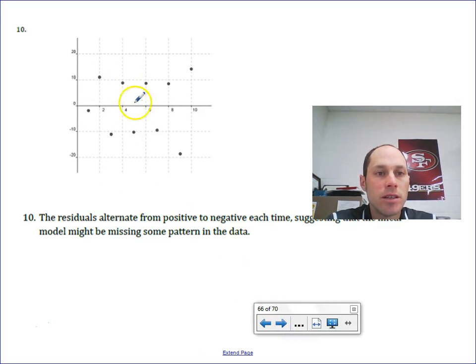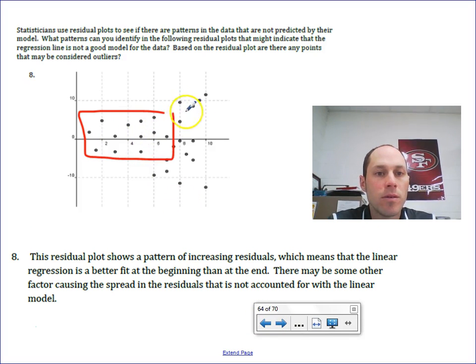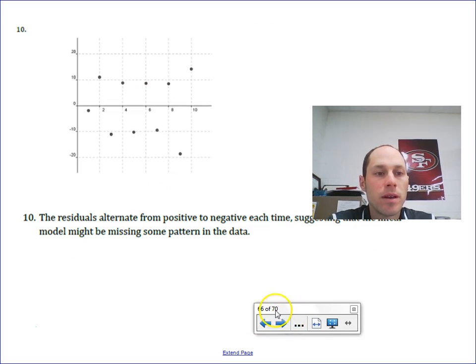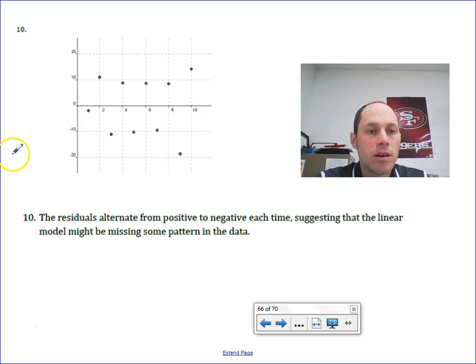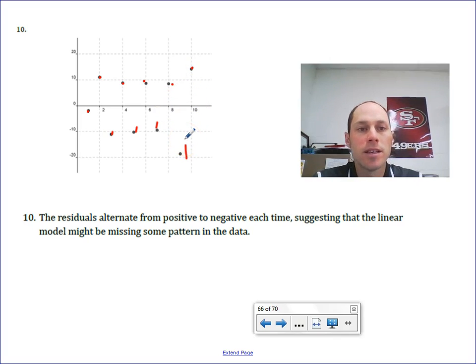Here we see they're scattered pretty evenly at the beginning, similar to our first one, and then they jump up later. That would maybe suggest a good linear model, but notice they alternate: negative, positive, negative, positive, negative, positive, negative, positive, negative, positive. So maybe we're missing some other pattern in the data, which suggests that a linear model is probably not the best fit. If it's alternating like that, there might be a better pattern to it.